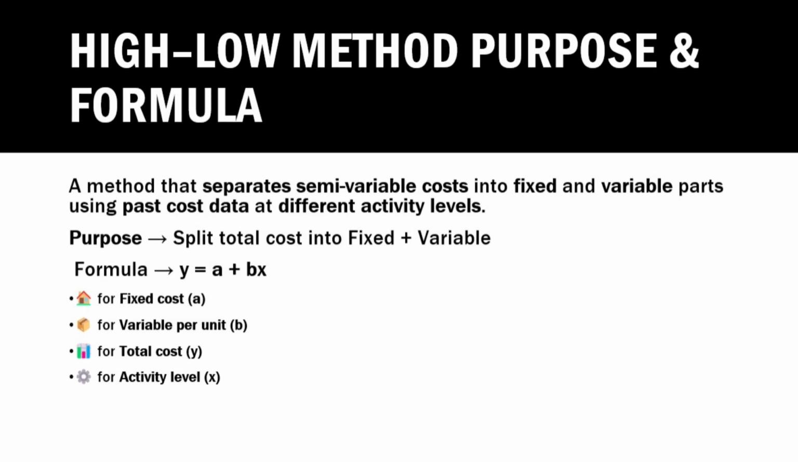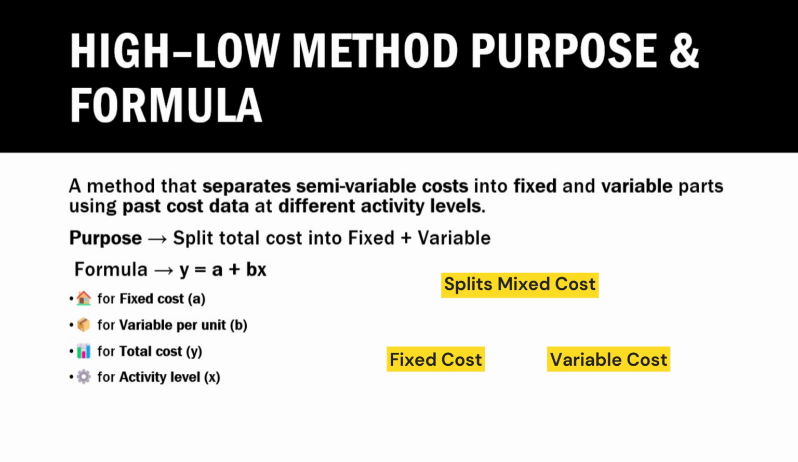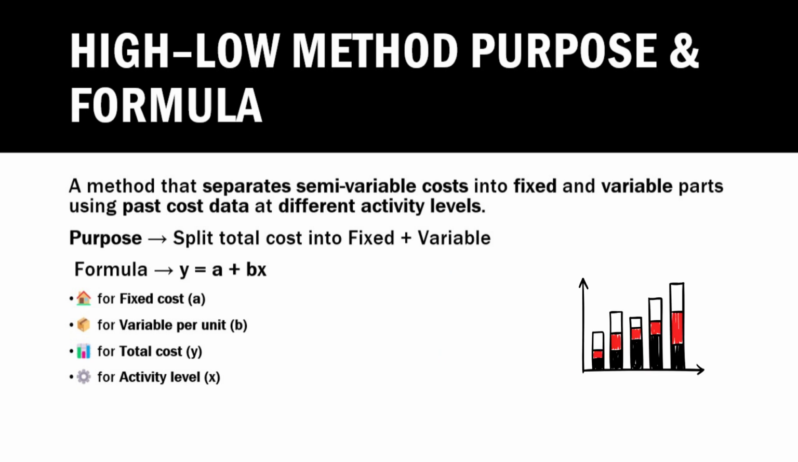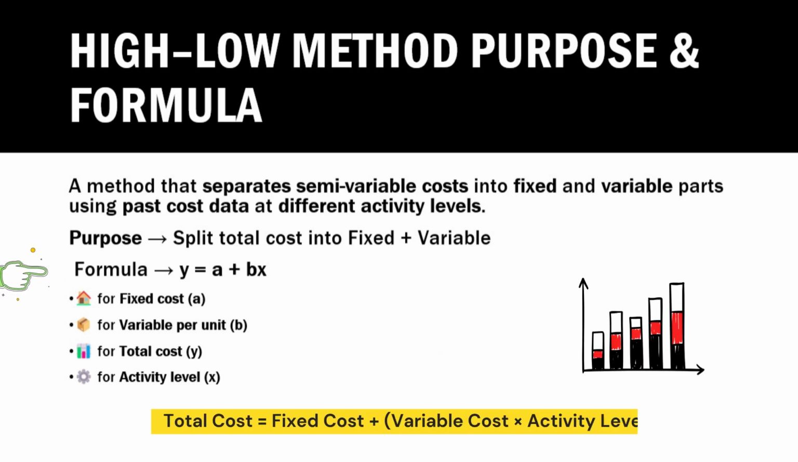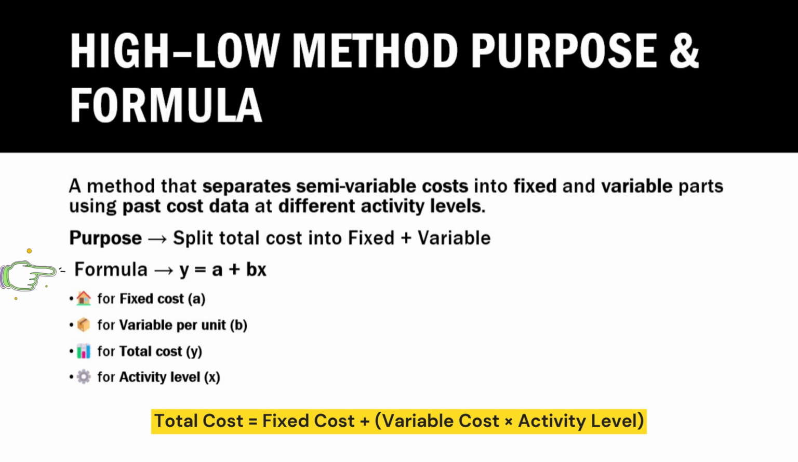High-low method purpose and formula. The high-low method splits a mixed cost into its fixed and variable parts. We take two data points, the highest and the lowest levels of activity, and calculate. Total cost equals fixed cost plus variable cost times activity level. It's quick and ideal when only minimal data is available.